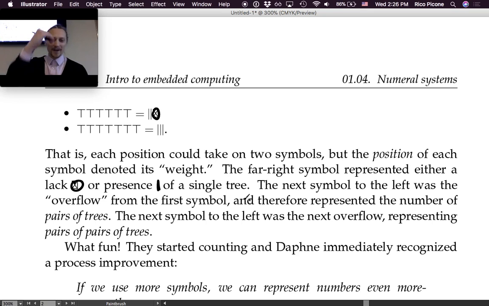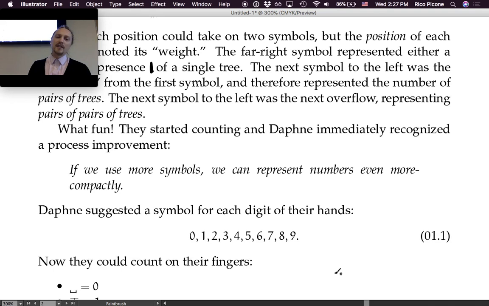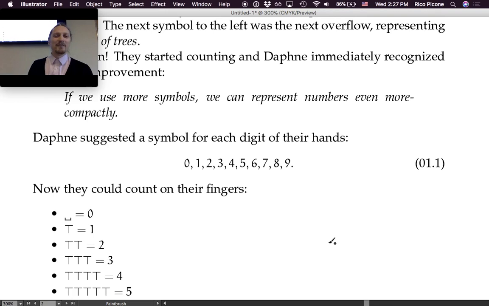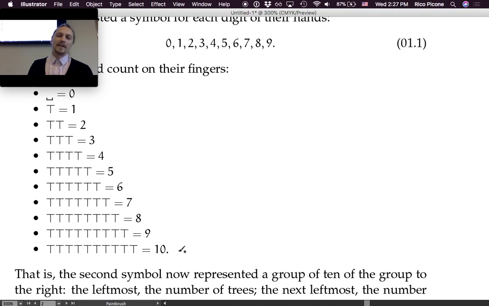What fun! They started counting, and Daphne immediately recognized a process improvement. If we use more symbols, we can represent numbers even more compactly. Daphne suggested a symbol for each digit of their hands. Okay, so 10 symbols in all, and they're familiar to us as 0 through 9. Now they could count on their fingers. Boom, boom, boom, boom, all the way up. Notice that even fewer symbols could be used to represent more.